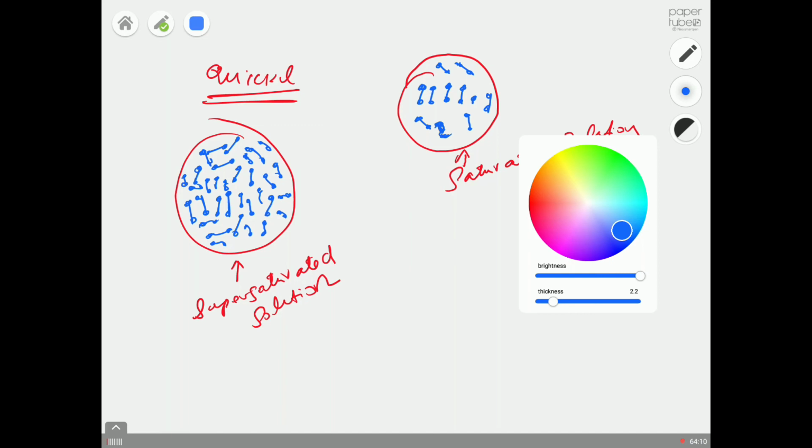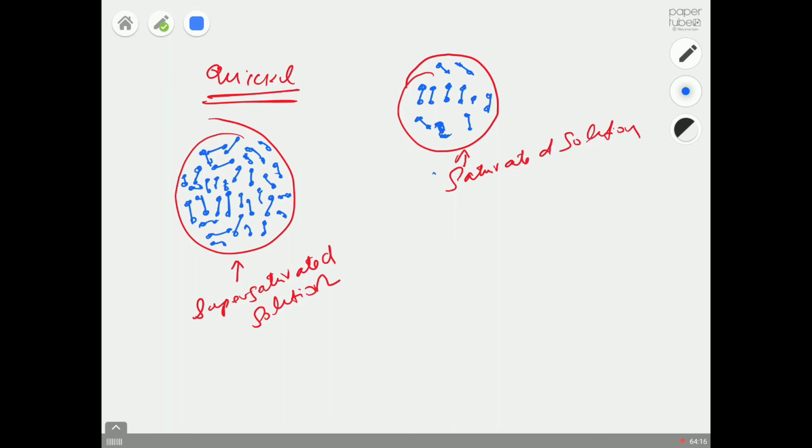So that's your supersaturated solution. If you have a saturated solution, everything will move randomly and everything will look intact. But when you have a supersaturated solution, you have a lot of molecules in excess of your solubility concentration. So what they will try to do, which means your energy is extremely high.